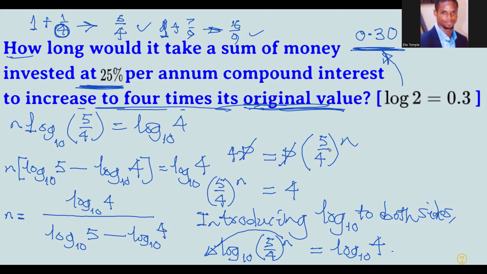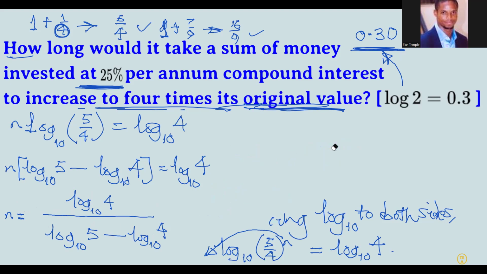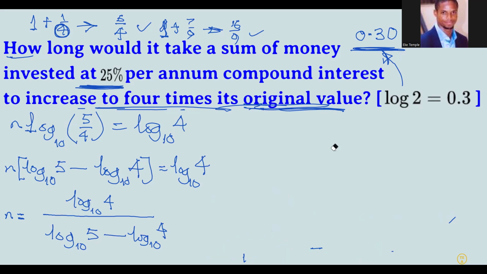So let's create more space so that we can solve it. Good. The solution is in D, of course. Now let me have a demarcation there. So we have n equals log base 10 of 4. We can easily have that. That is log base 10 of 2 squared divided by log base 10 of 5.